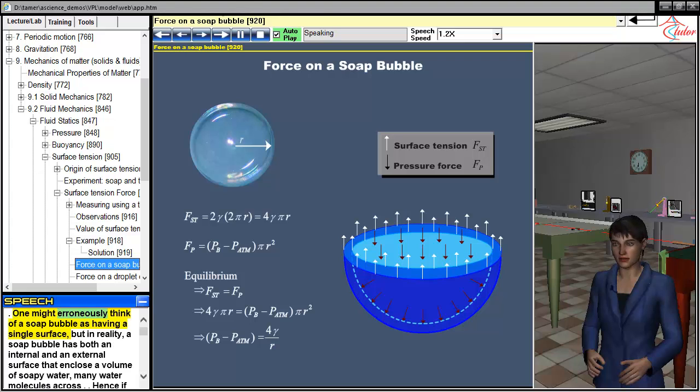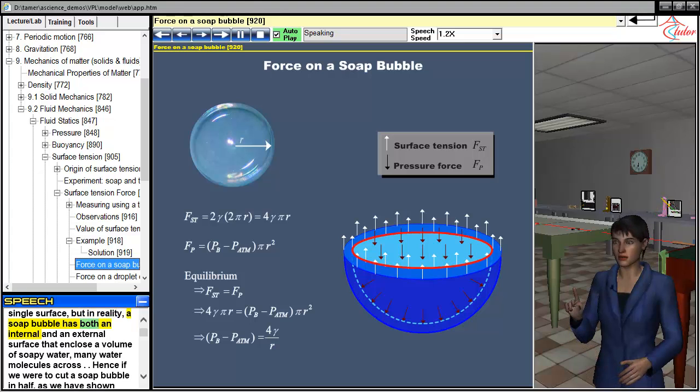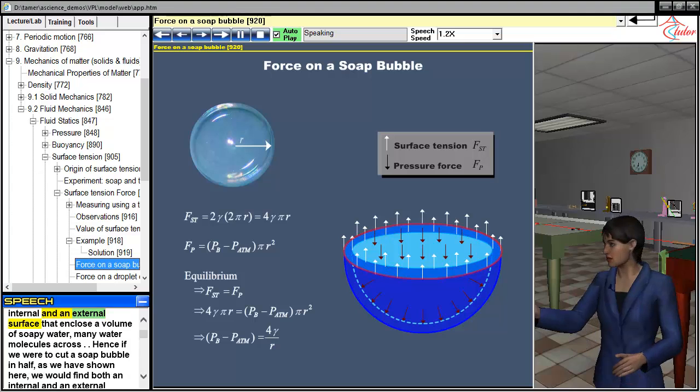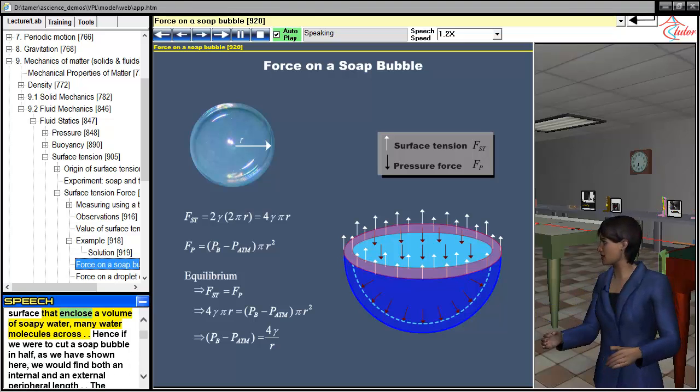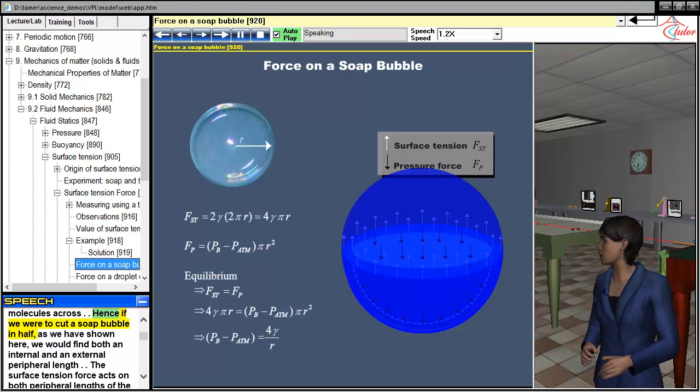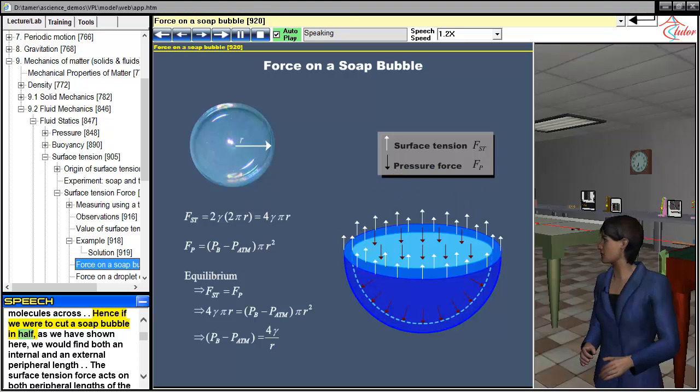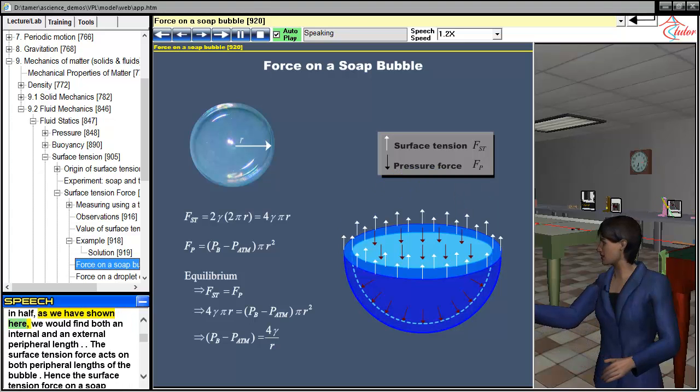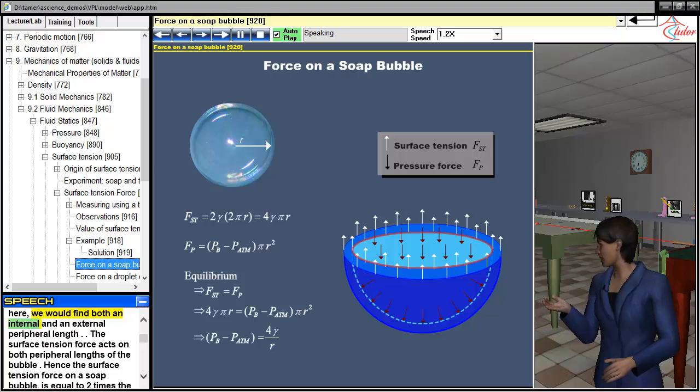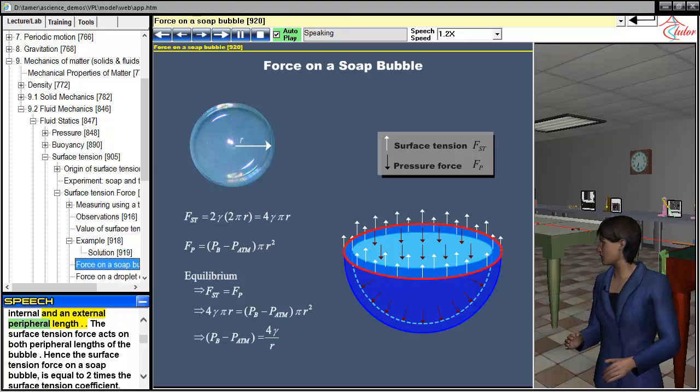One might erroneously think of a soap bubble as having a single surface. But in reality, a soap bubble has both an internal and an external surface that enclose a volume of soapy water, many water molecules across. Hence, if we were to cut a soap bubble in half, as we have shown here, we would find both an internal and an external peripheral length.